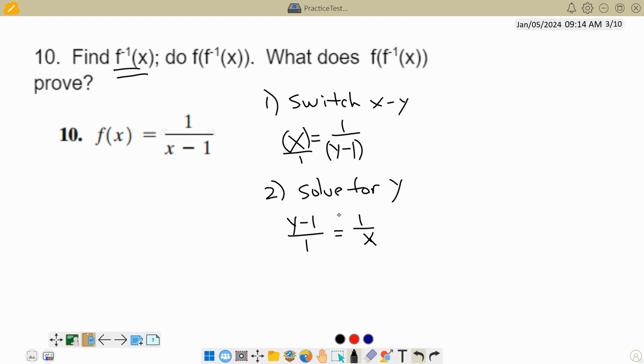And then I just move this 1 right here to the other side because this divide by 1 doesn't really mean anything, right? So I've really got just y minus 1 is equal to 1 over x. And then if I add 1 to both sides, right? So I'm now down to 1 over x plus 1.